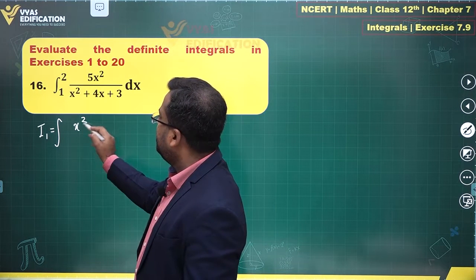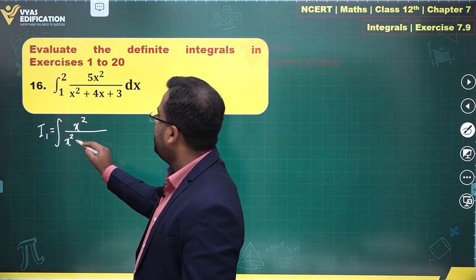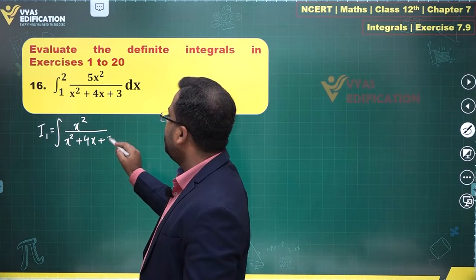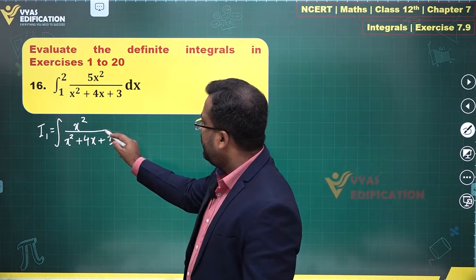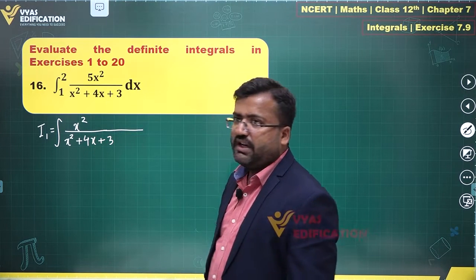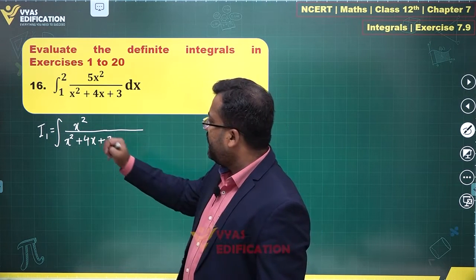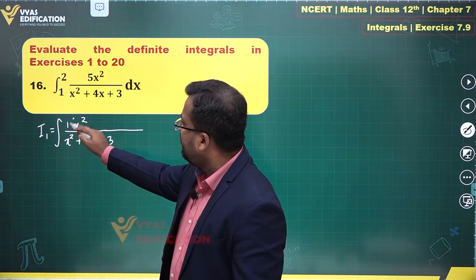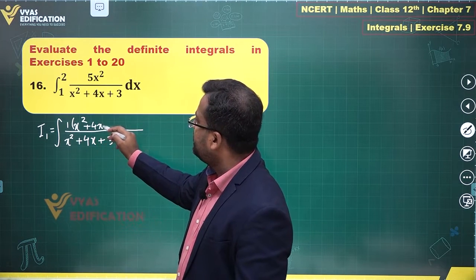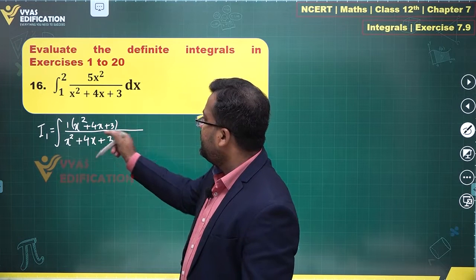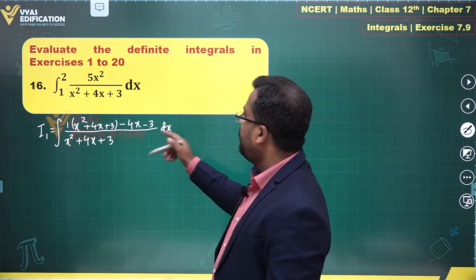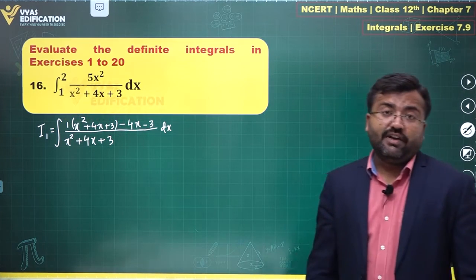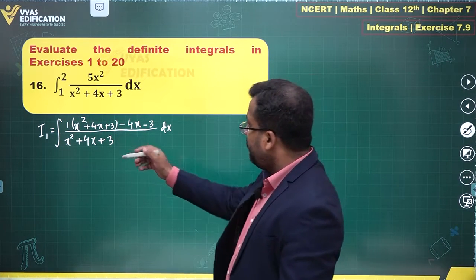Let's call I1 this: x square upon x square plus 4x plus 3 dx. First of all, I need to divide this by this. For dividing, this is x square. At max, what I'll have is x square plus 4x plus 3 times 1, and then you'll have to subtract 4x and subtract 3. This is what we are looking forward to. And what does this convert into?